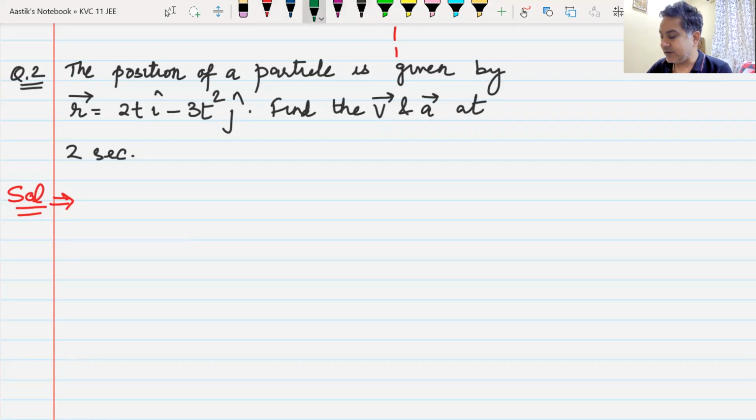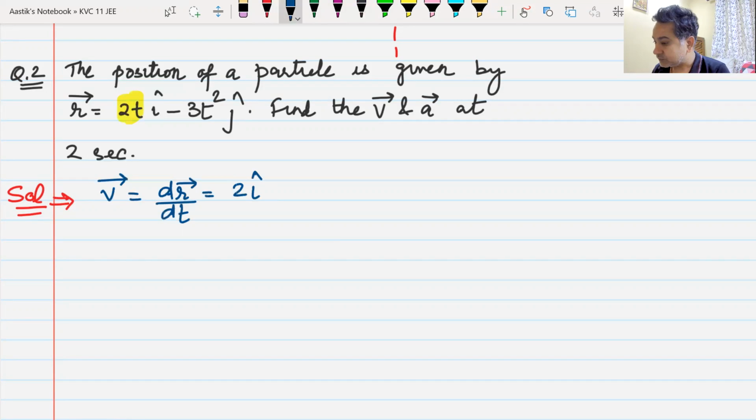How do I get velocity? Velocity is still the derivative of the position vector. Yes or no? So I just differentiate this. I differentiate 2t; 2 comes out. Derivative of t is 1. So this is simply equal to 2 i hat. This minus sign still remains. Now I differentiate this one. 3t square; 3 comes out. Derivative of t square is 2t. 6t j cap. Yes, you said the 6t, so I was confused.